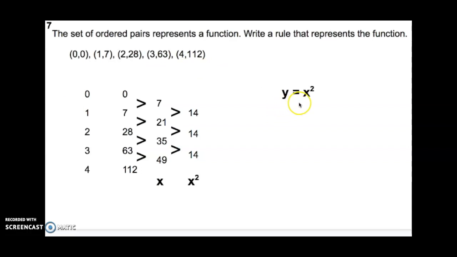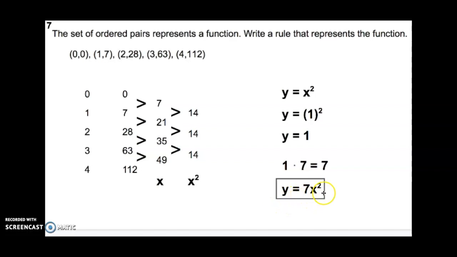So we start off with y equals x squared. But we're not finished yet, because if you notice, if I substitute one of my x values in for x, say 1, I'll have 1 squared, which is just 1. It's not 7 like I want it to be. So what you do from there is you see what you multiply to this number to get that 7, which would be 7, because 1 times 7 is 7. So now take that 7 and just put it in front of the x squared. So now my equation for the answer is going to be y equals 7x squared.